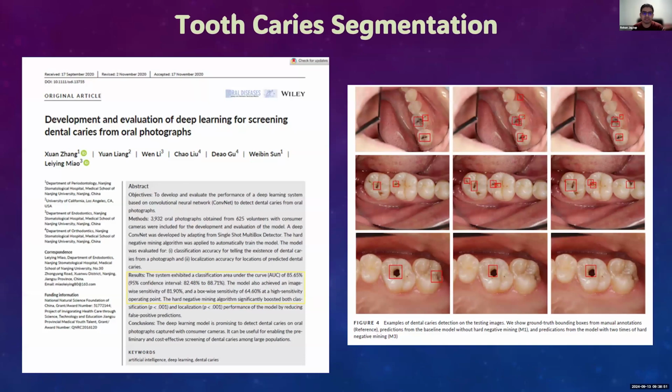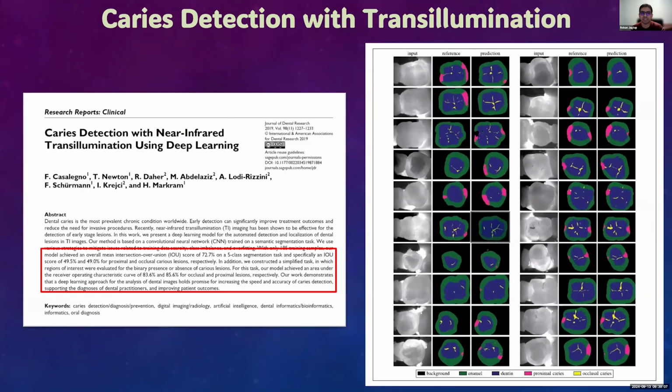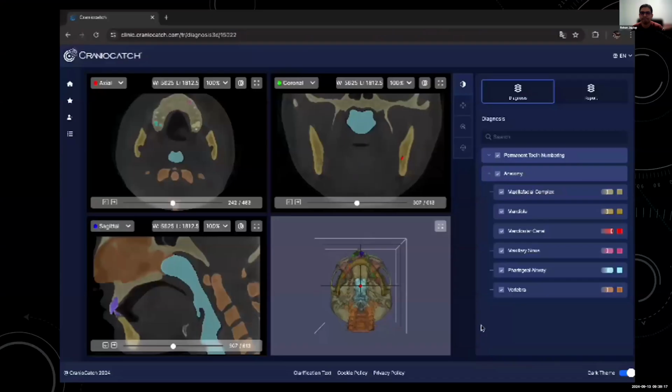These are interesting papers about tooth caries segmentation on photographs. A very good study, accuracy was around 81.9%. And as soon as you upload photographs of a patient, AI would be able to tell you caries detection. Transillumination, that was another good paper that looks at a 83.6% accuracy rate based on transillumination technology.